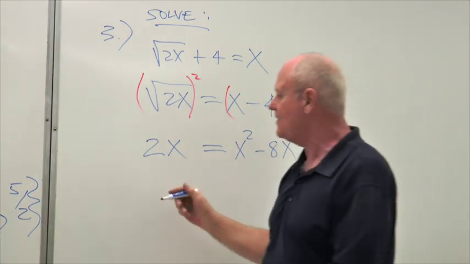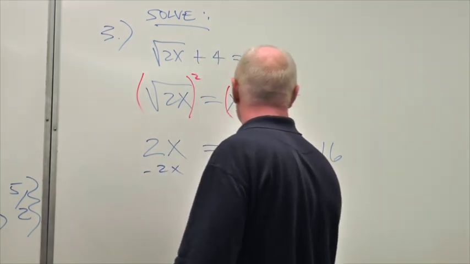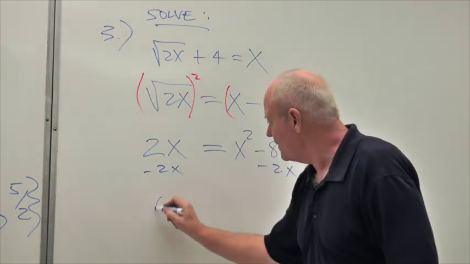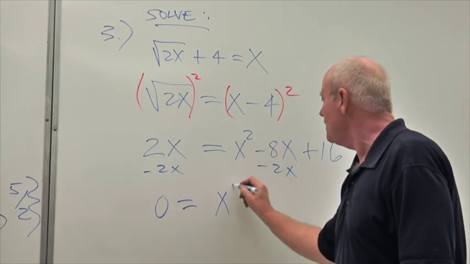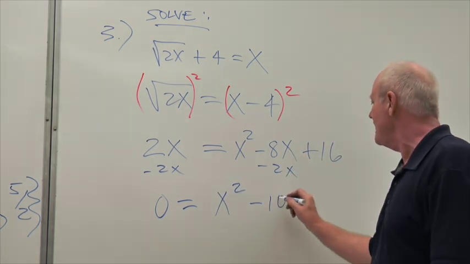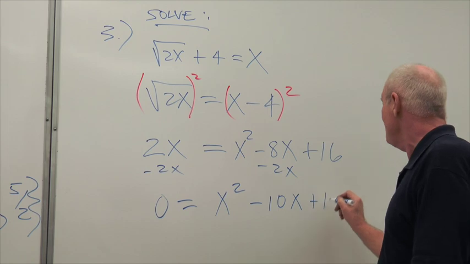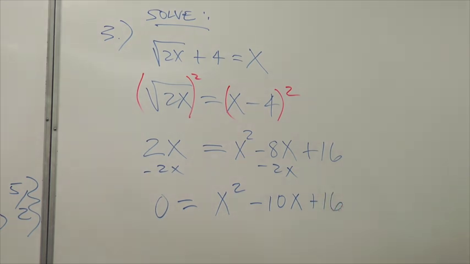So I'm going to subtract 2x from both sides. Good? Which leaves us with 0 equals x squared, and this becomes minus 10x plus 16. Yeah, done. Okay.